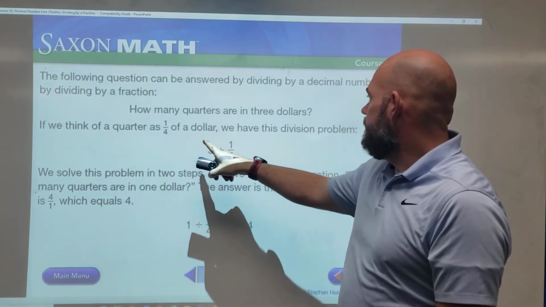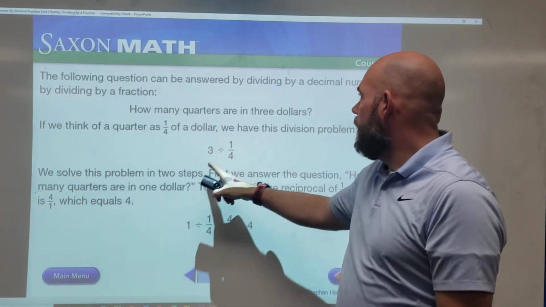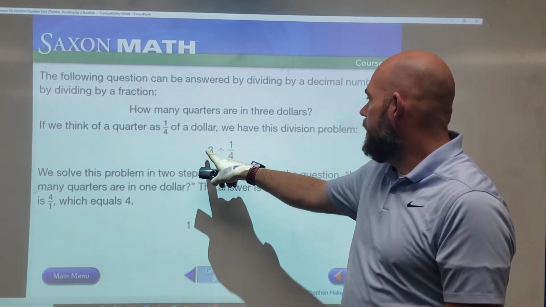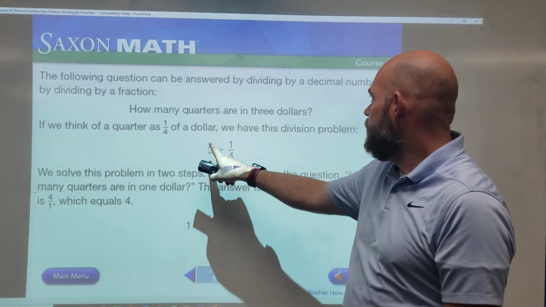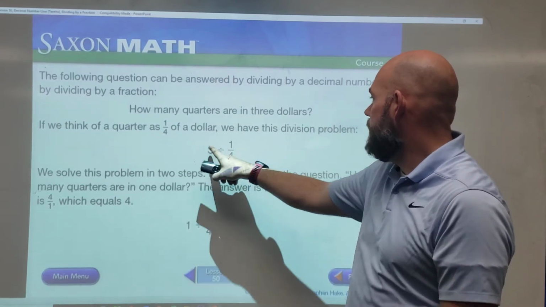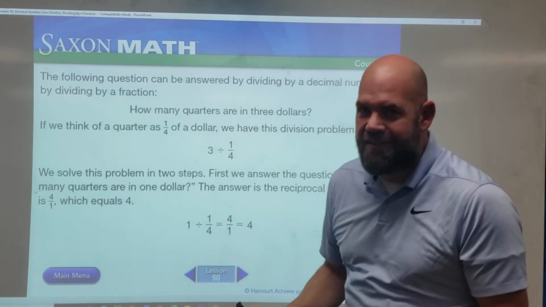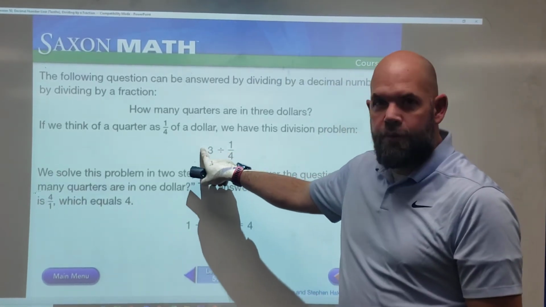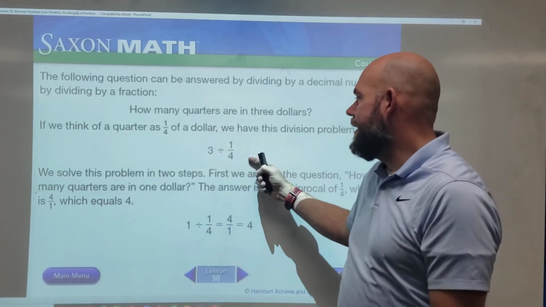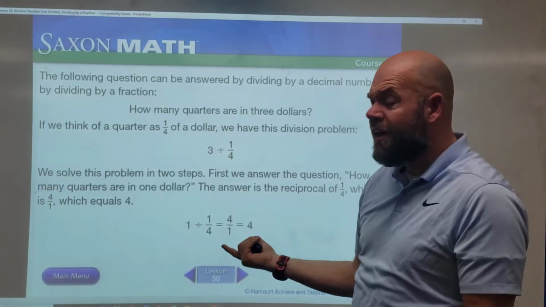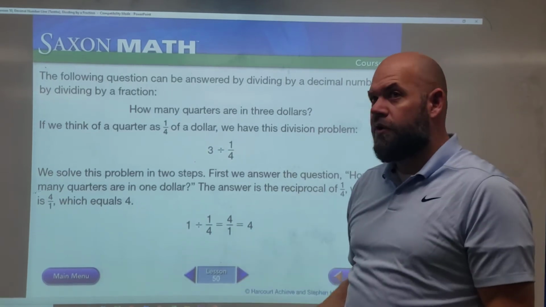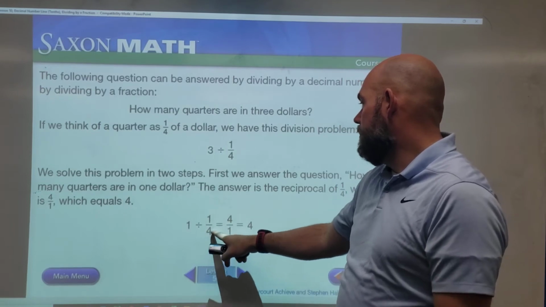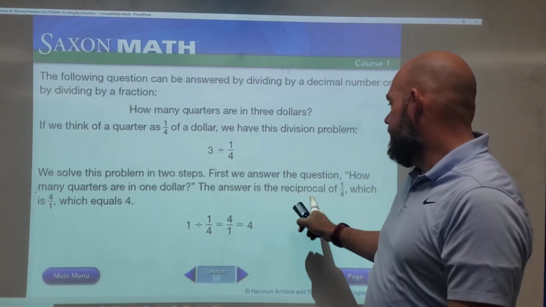So when we think of a quarter as 1/4, we can say how many quarters 1/4 are in $3, right? Is that what they said? Yeah, $3. But see, this is why it's tricky. We're going backwards. We're saying 1/4 are in 3. And so we're writing it that way. We can solve this by thinking, well, how many quarters are in $1? We already know that. 4 quarters are in $1. So the answer is the reciprocal of 1/4.